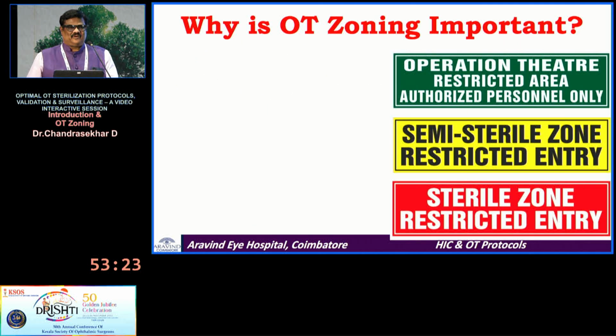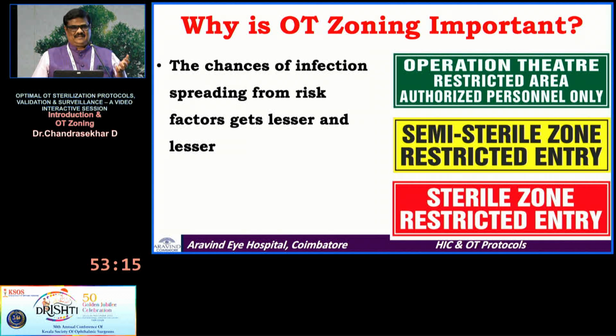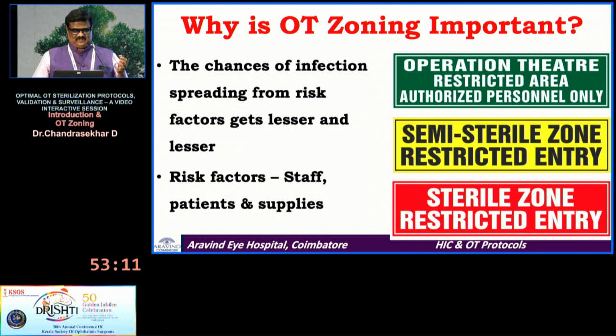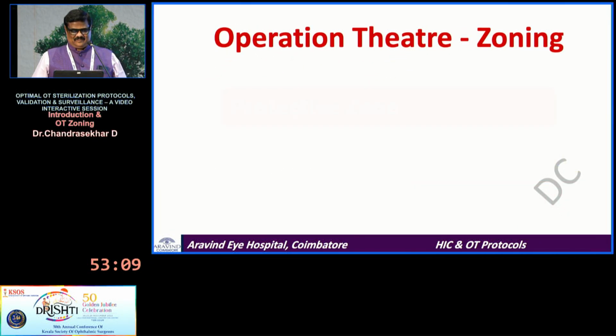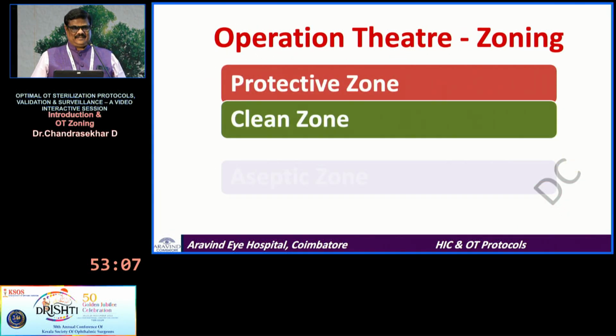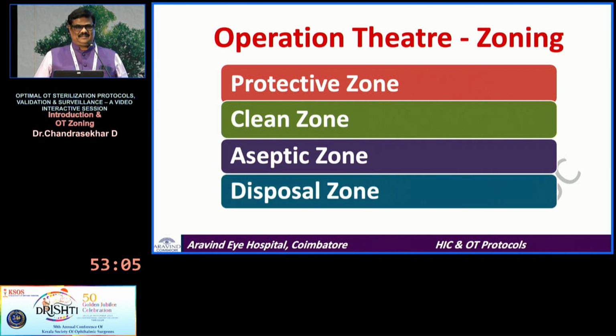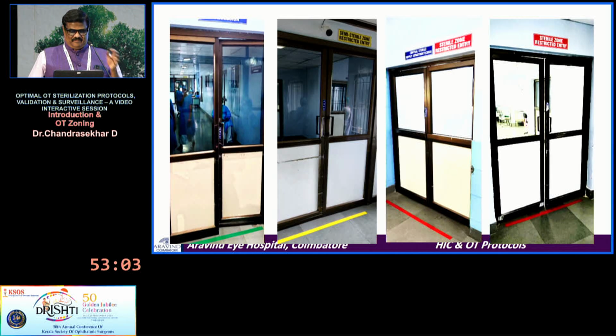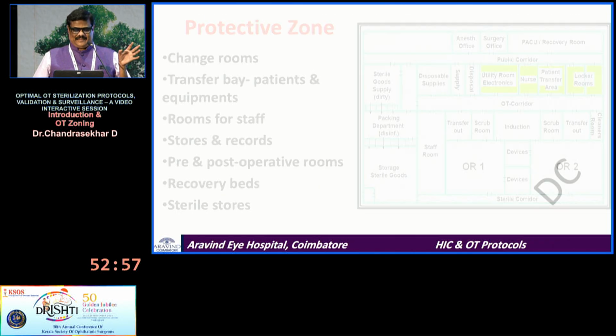Now it is very important to zone the theatre, because we do not want crossover of used and sterilized items. That is why we categorize them into at least sterile, semi-sterile and non-sterile zones. Ideally it is divided into a protective zone, a clean zone, an aseptic zone and a disposal zone. So what do we mean by all this? We have markings also. It could be red, yellow, and green would be the most sterile area.